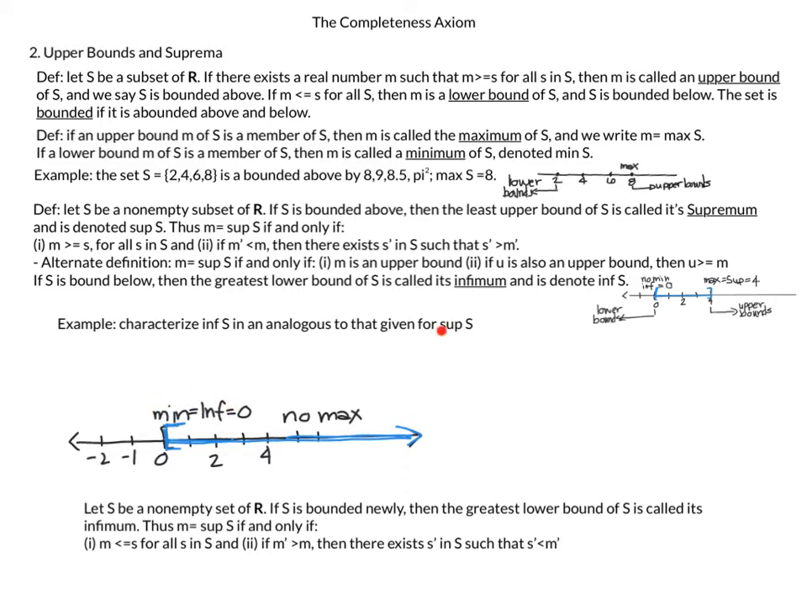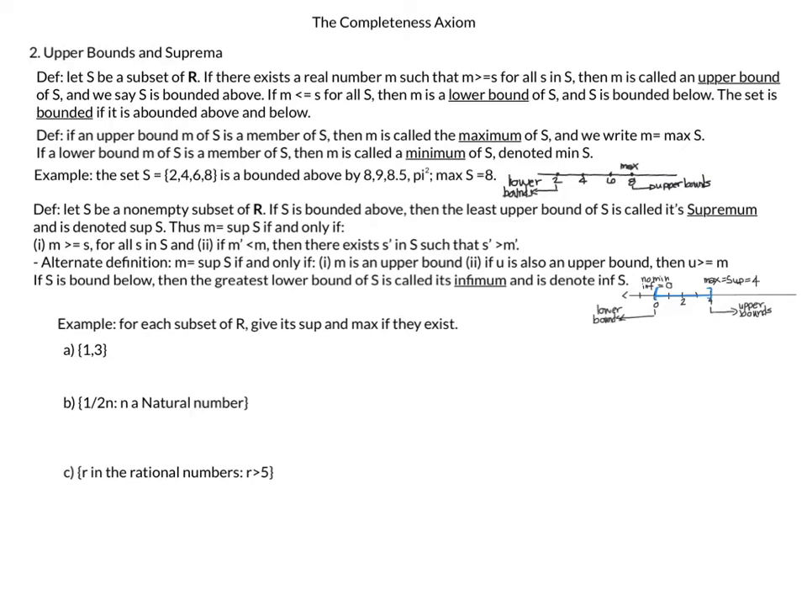But let's look at this. How do we characterize this in an analogous way? Let S be a non-empty set of R. If S is bounded, then the greatest lower bound of S is called its infimum. Thus M is equal to inf S if and only if M is less than or equal to s for all s in the set S. And if we have an M prime greater than our infimum, so maybe something here like at 1, then there exists some element in S, maybe it's 1/2, such that s is less than M prime.